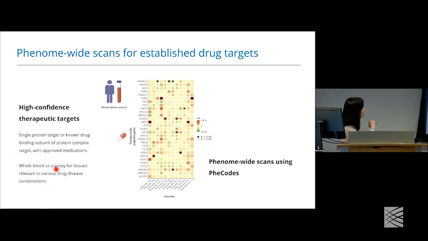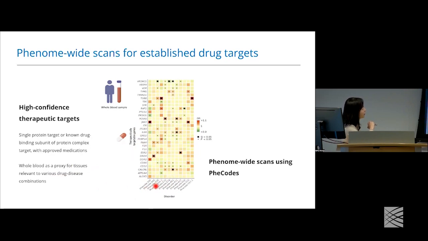We chose whole blood as a proxy for tissues relevant to different drug tissue combinations, because we are going to test a large number of genes and a large number of human diseases here. So whole blood, because it is a generic tissue and its expression profile is moderately correlated with other tissues in the GTEx panel. So we use it as a proxy for this analysis.